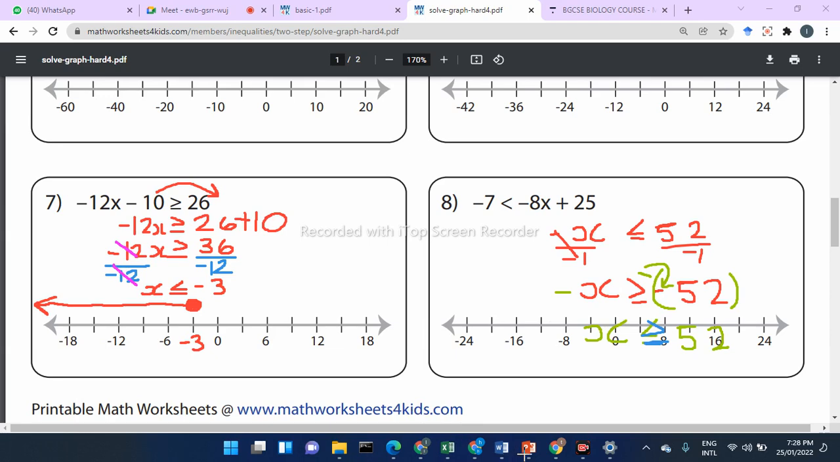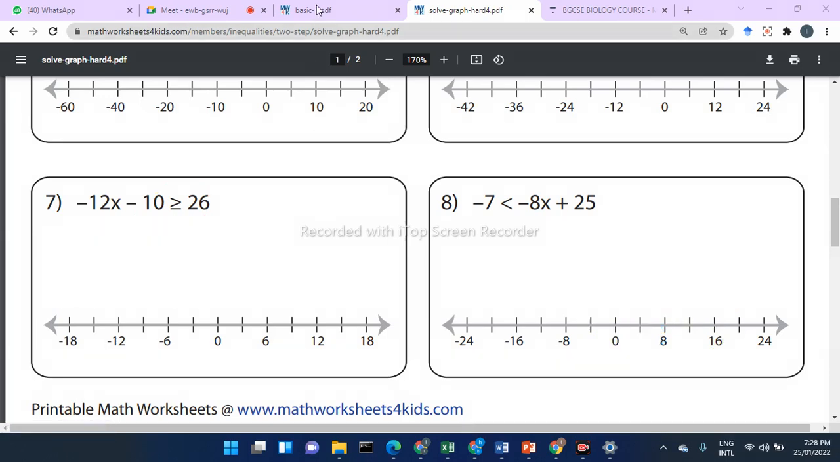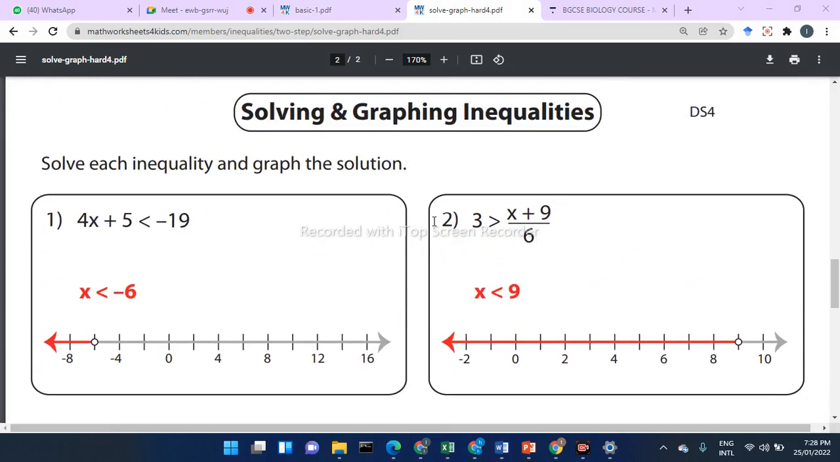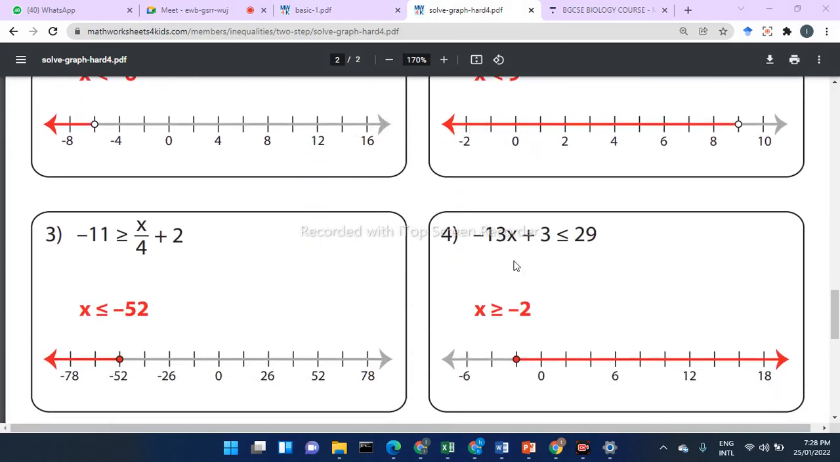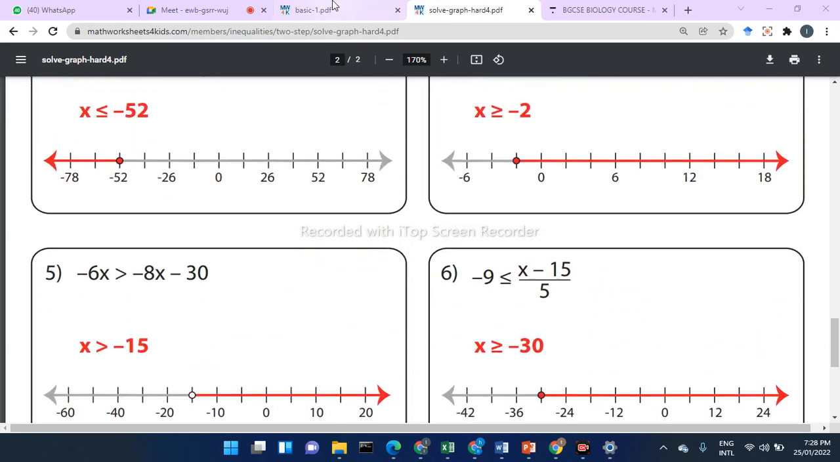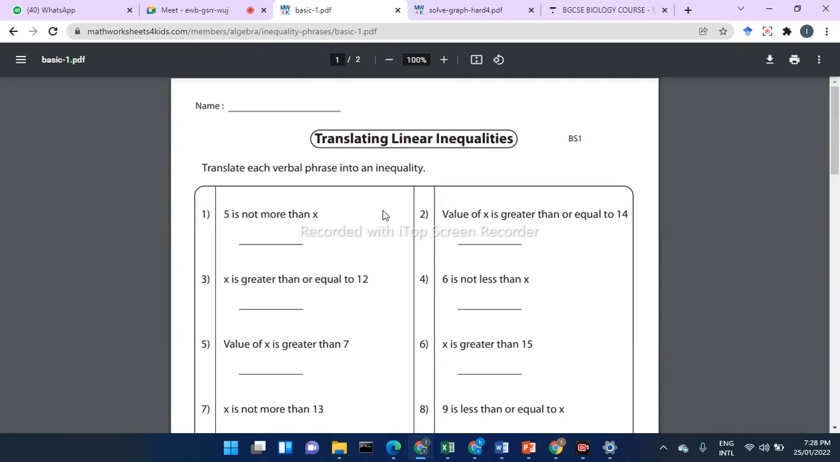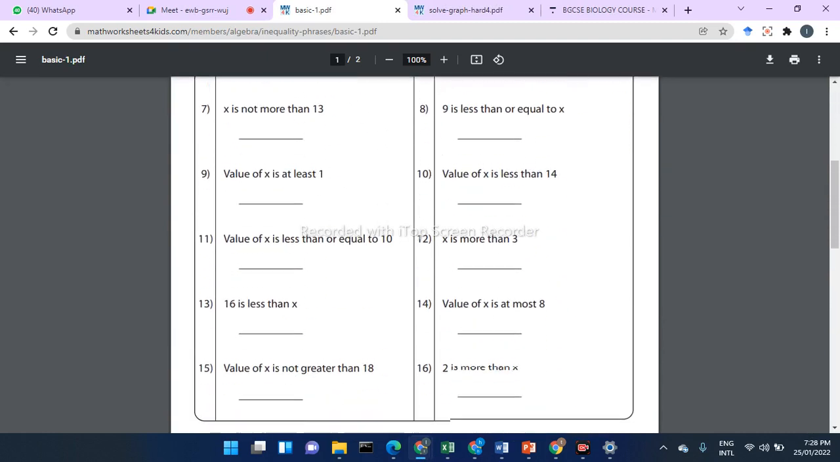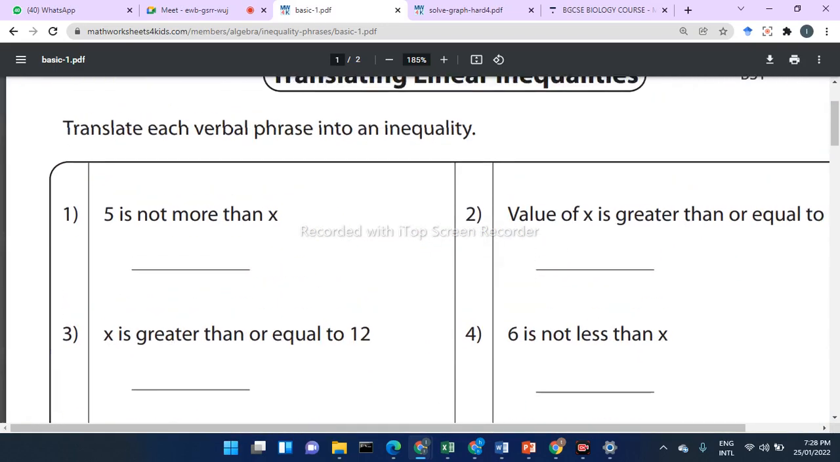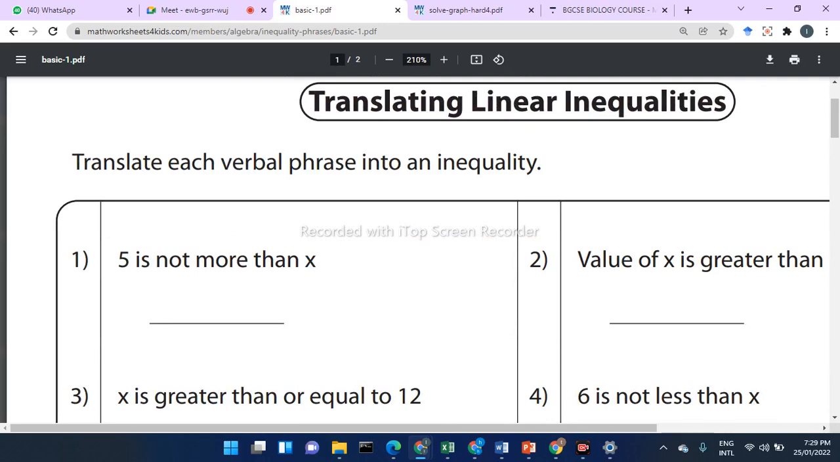Okay, so that's that. I think we're pretty solid on how to solve these and then graph them. Very important for us, since we're taking these exams. Now we are going to end off on a quite easy note with translating the verbal phrase into inequality.